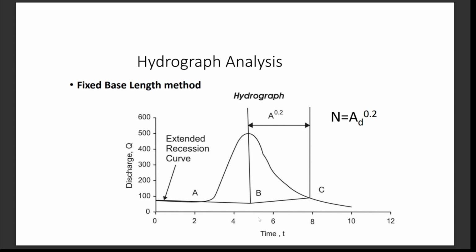on x-axis given by the equation N equals AD raised to power 0.2, where N is the length of time in days and AD is the drainage area in square miles. This line will meet the falling limb at, say, point C. Join the point B to C by a line BC. Area below ABC is the base flow and that above it is the direct runoff.